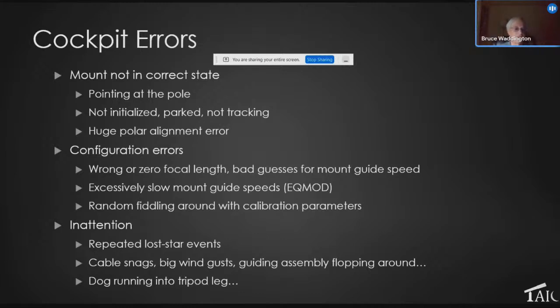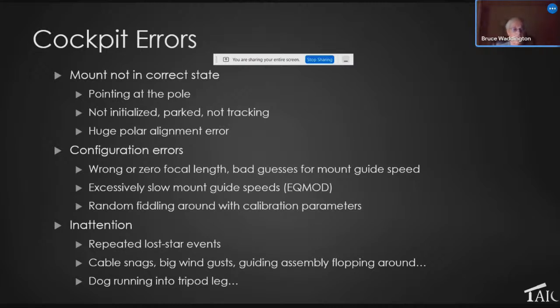And then the third class of thing is what I just labeled inattention, meaning that they're doing a calibration and they're not paying attention to what's happening, and all sorts of wacko events might happen. They might have a whole bunch of lost star events. They might have a big wind gust. They might have cable snags. They might have parts of the guiding assembly moving around. These all show up as big, huge excursions of the guide star during calibration. And you can't have that. You know, this is a measurement process. You want to factor out all these other random events and just be looking at what the mount is doing.